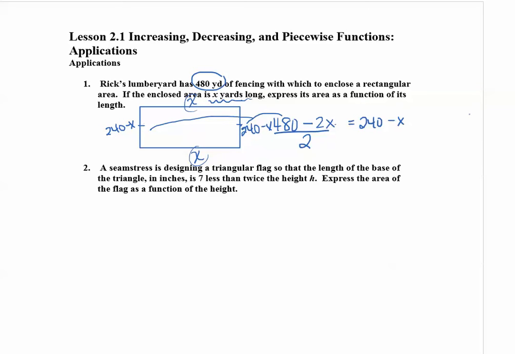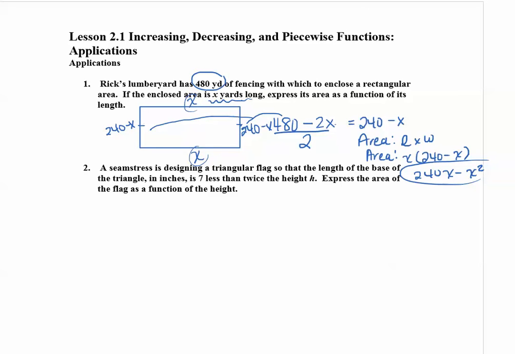So the dimensions, the area is length times width, and so the area of this rectangle is going to be X times 240 minus X. Or if you distribute in clear parentheses, the area would be 240x minus x squared. A similar example is next, but with a different shape.